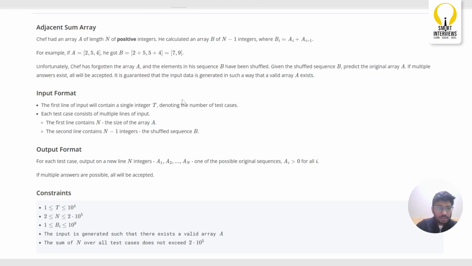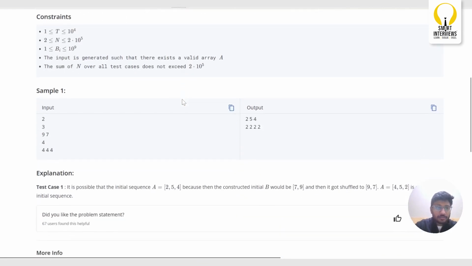Now unfortunately Chef has forgotten the array A, and the elements in the sequence B have been shuffled. Given the shuffled sequence B, predict the original array A. If multiple answers exist, all will be accepted. It is guaranteed that the input is generated in such a way that a valid array A will exist. It will always exist. So the input has the test cases, and each test case has n, followed by n minus 1 integers of B, which are in a shuffled manner.